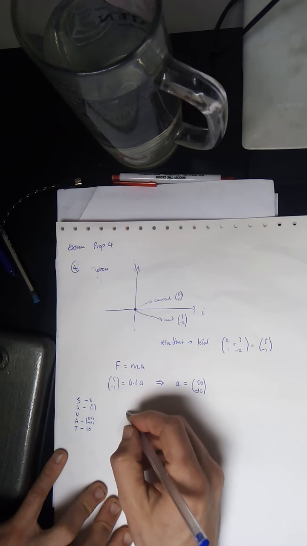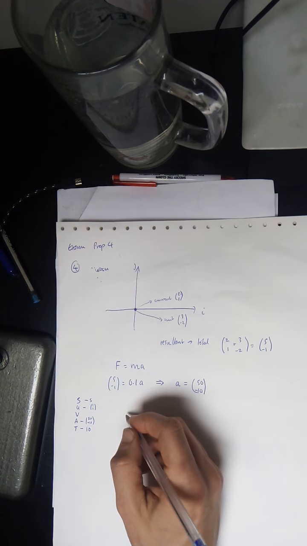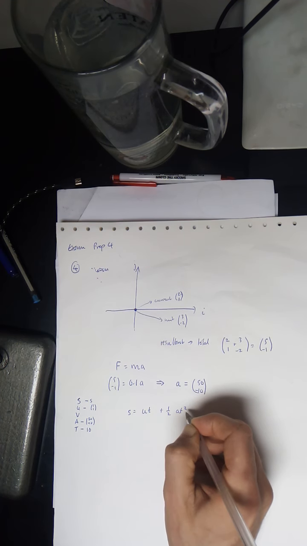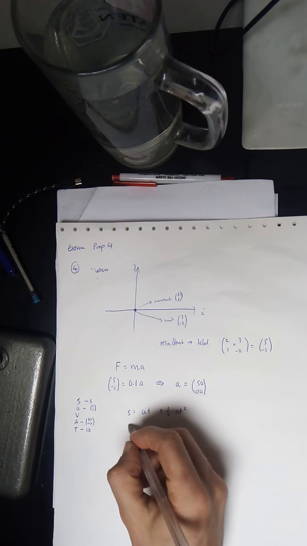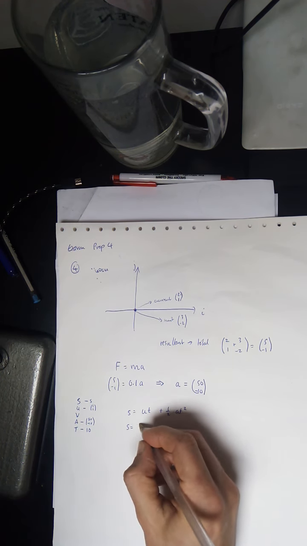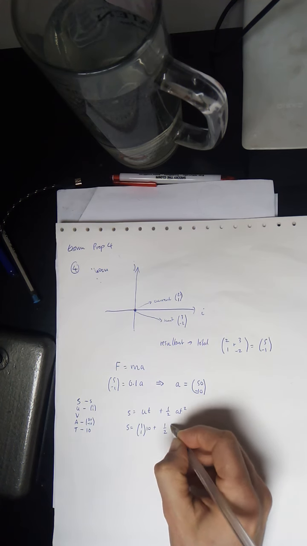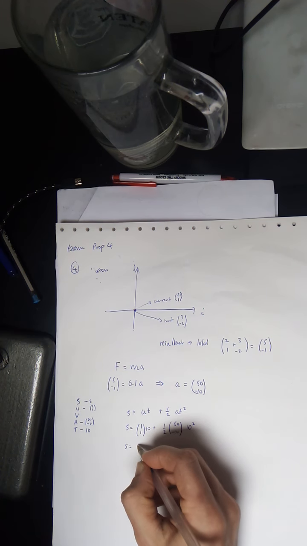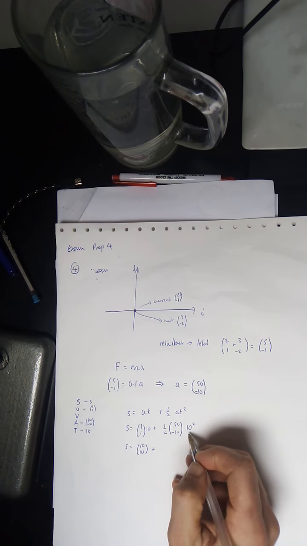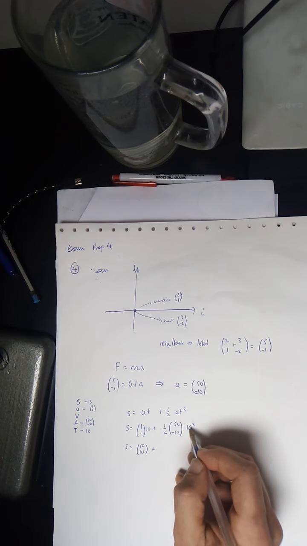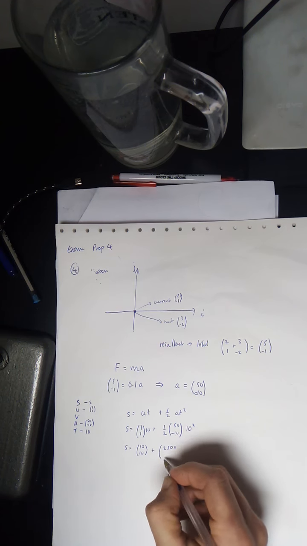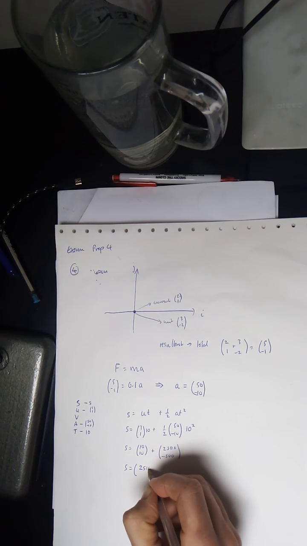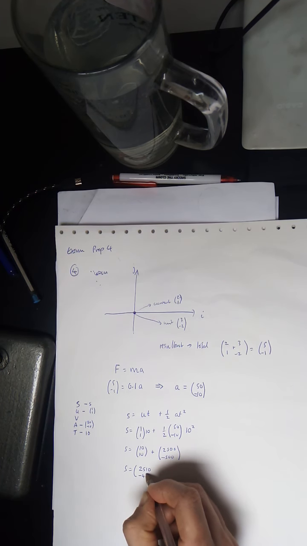S equals ut plus a half at squared. We're looking at that. So distance is equal to u times t plus a half times a times t squared. So S is equal to (10, 10). Half times 100 is 50. 50 times 50 is 2,500. 50 times minus 10 is minus 500. Okay, so S is equal to (2510, -490).